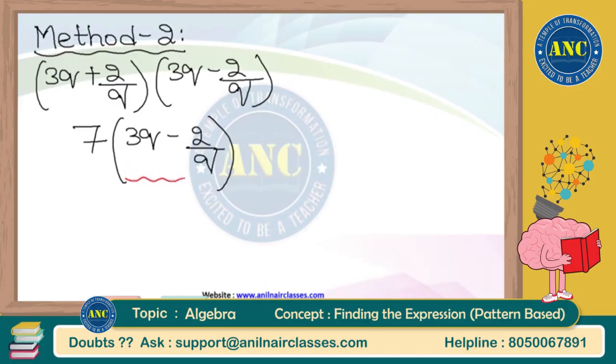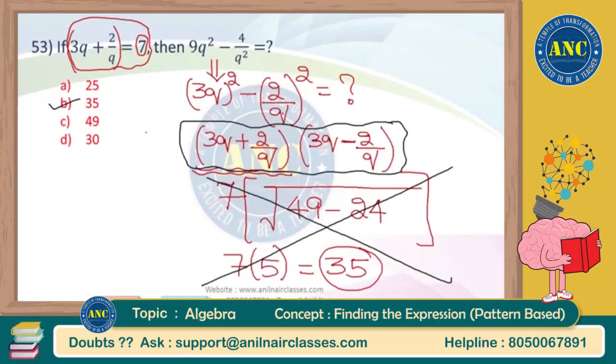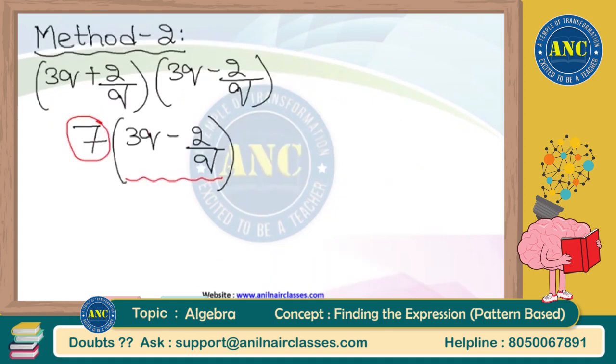You don't need to find this value. Why? Because the first number is 7. That means the second number is multiplied by some value. It is 5; we came to know that 3q minus 2/q is 5 from method 1. I am not saying that we will not come to know that, but you don't need to, because 7 multiplied by anything means the answer should be a multiple of 7.